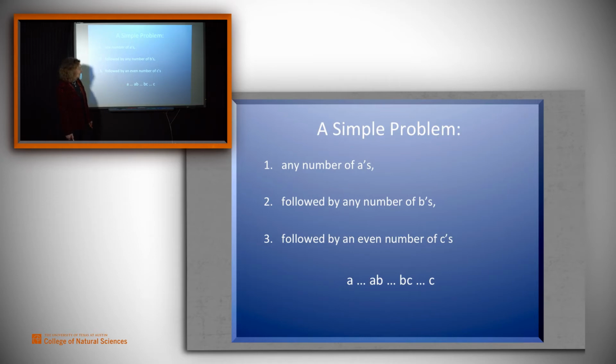So, for example, the strings could look like this. There are some A's, then there are some B's, and then there are some C's. But remember, we also have to make sure that the number of C's is even. OK, so how do we start?